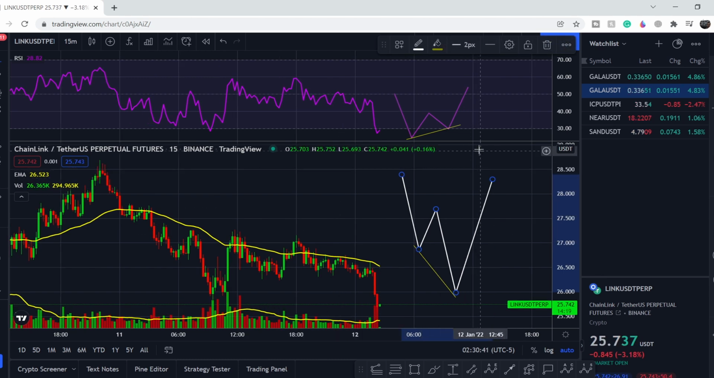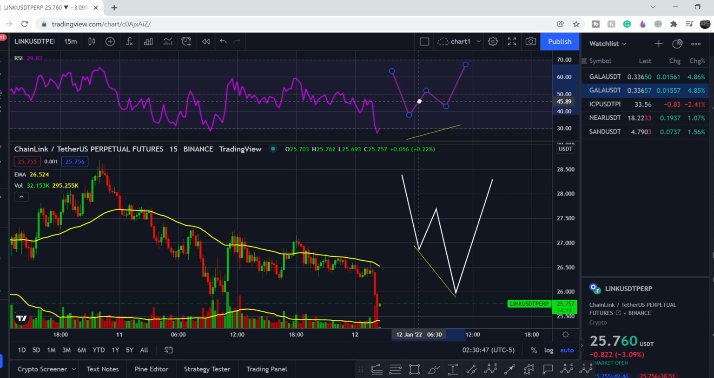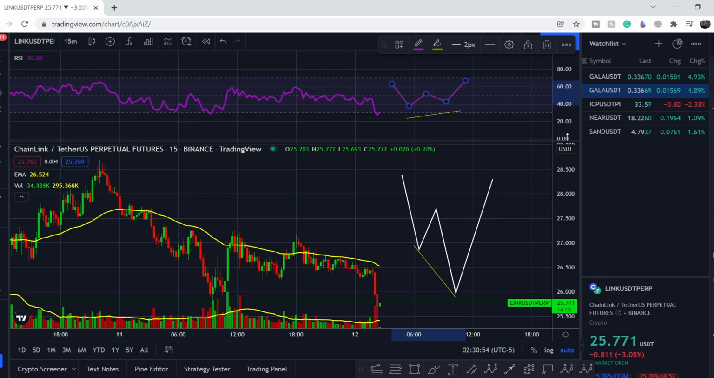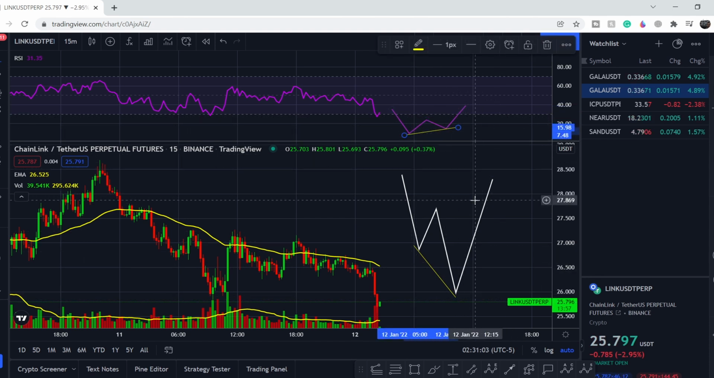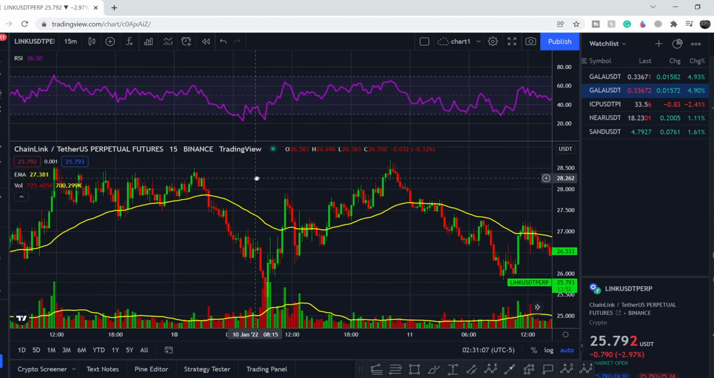And let me show you one more thing. If you found this pattern somewhere in the neutral territory, it won't be so powerful. The lower this pattern is, the more power it has. If you find it somewhere at this point, it will be much more powerful because most likely the bounce will be massive. And let's try to find this pattern somewhere here.